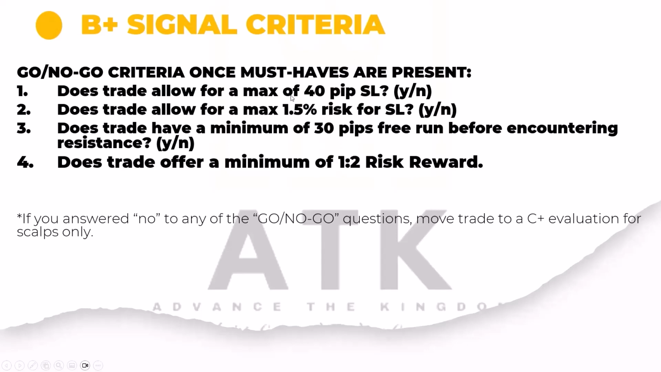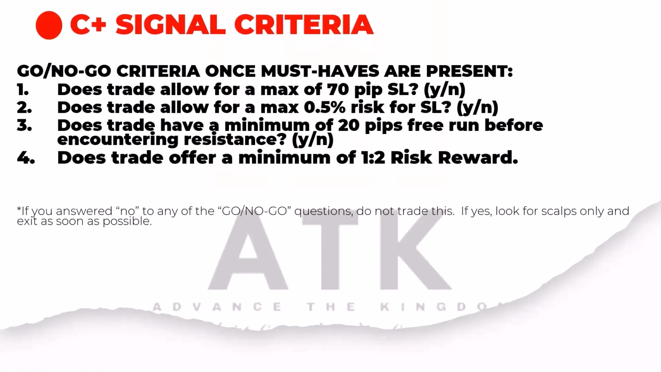So that would be a B+. And then a C, if it's a B, then we just trade it as a B. A C is a red. So a C is an extended stop loss, at least a max of 70 pips. We have lower risk, so we're risking about 0.5%, 20 pips of free running room, and still a 1 to 2. That would be a C.